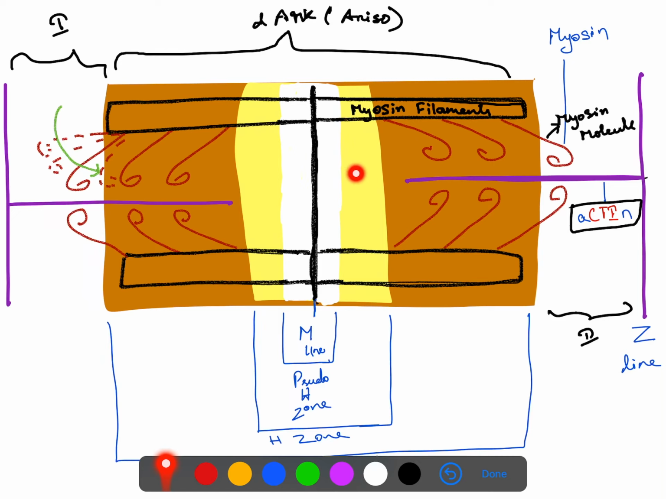This light area is due to absence of myosin molecules, and this total light area, that is white, is due to absence of actin myosin cross bridges. Okay, remember that this pseudo H zone is due to absence of actin myosin cross bridges. Okay, fine.